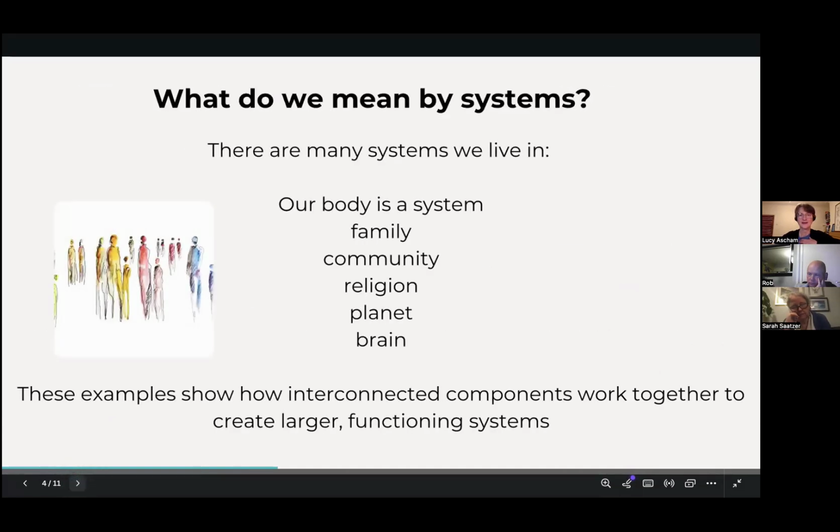So when we're talking about systems, family, for sure, is one system that we all live in, whether we knew our parents or not. We're all born into a family. We all had a mother, we all had a father. Our brain is a system, our body is a system, the community we live in and work in, any religion or country, the planet, these are all different systems. So this is systemic work, how we fit into all of those layers, if you like, and how they interrelate.